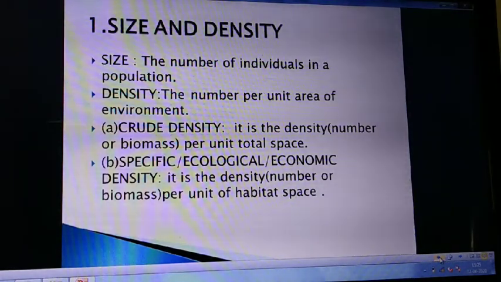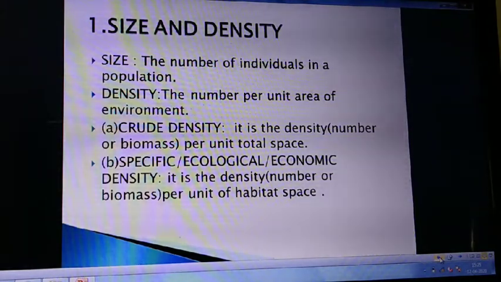Then comes the density. As you know, how can you calculate density? Number per unit area. The number of individuals per unit area in a particular environment constitutes its density. It is of two types, crude density and specific density. Crude density is the number or biomass per unit total space, and specific or ecological or economic density is the number of individuals or its biomass per unit of habitat space.